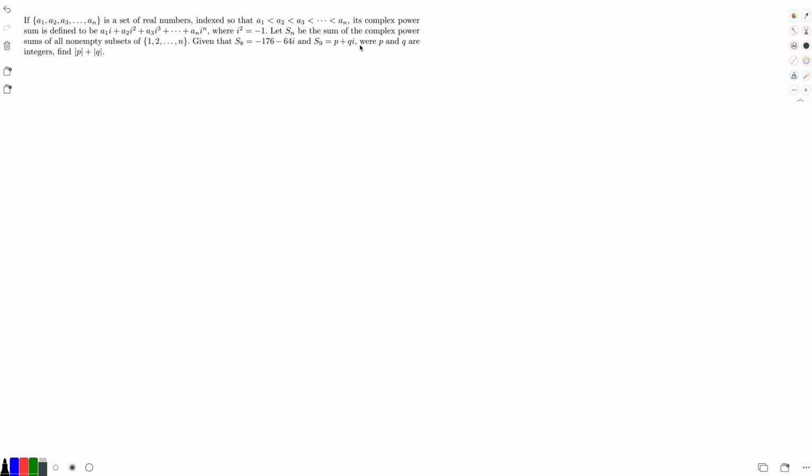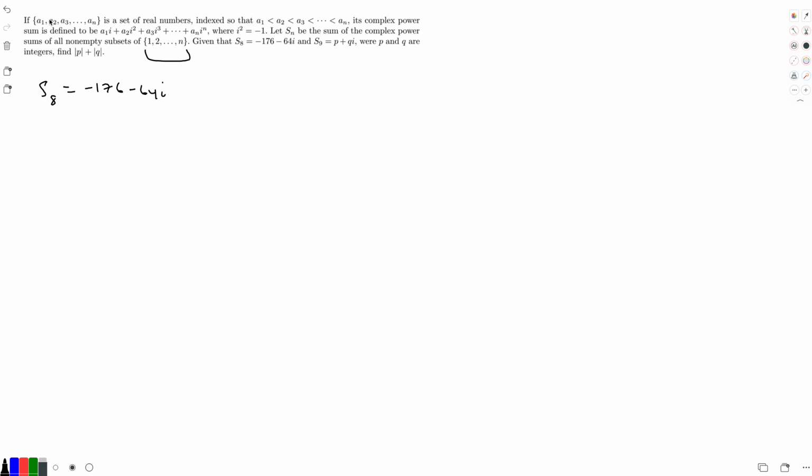Let S sub n be the sum of the complex power sums of all non-empty subsets of 1, 2, all the way until n. Given that S sub 8 is equal to negative 176 minus 64i, we wish to find S sub 9. Okay, so let me try to digest this problem.